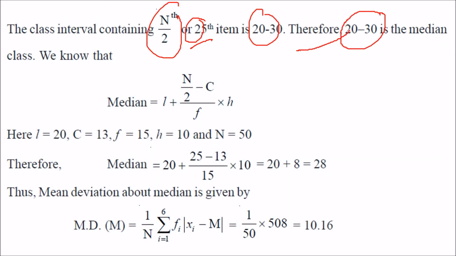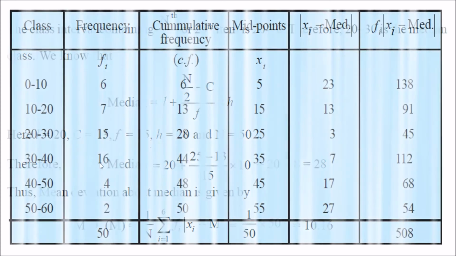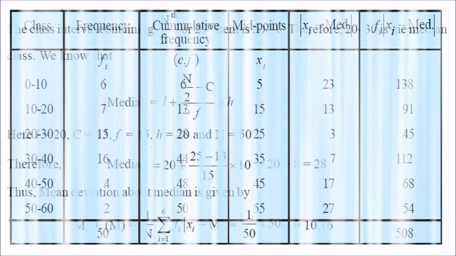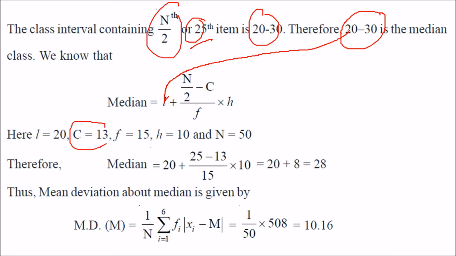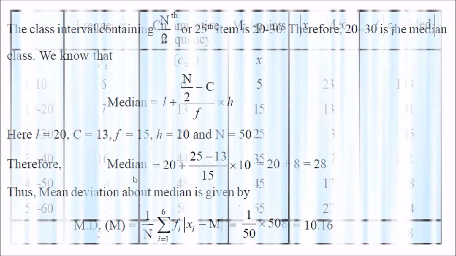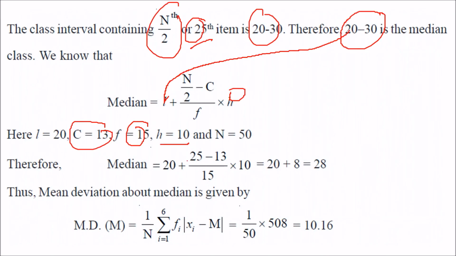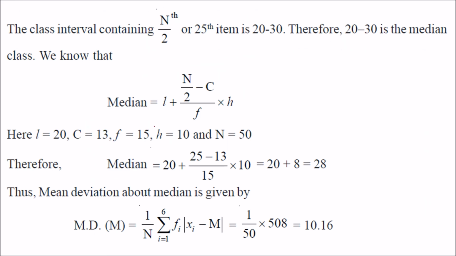So the lower limit L will be 20. Let us see what cumulative frequency it has. It has cumulative frequency 13, and the frequency will be 15. H, the interval, is 10, and capital N is nothing but sigma f, which is our 50. Now you just place it, and you get the median, that is 28.